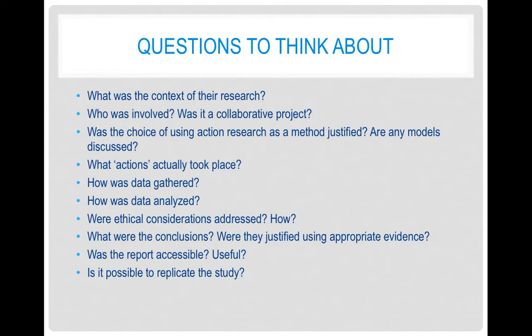Okay, so we know that there are many types of literature. However, when we look at the articles after we organize everything, there are some questions to think about. For example, what was the context of their research? Who was involved? What is the collaborative project? What action actually took place? How was data gathered and analyzed? And what ethical considerations have been addressed and how were they addressed? And was the report accessible and useful? And is it possible to replicate the study?